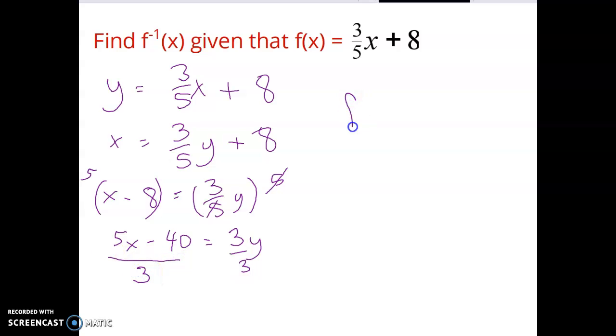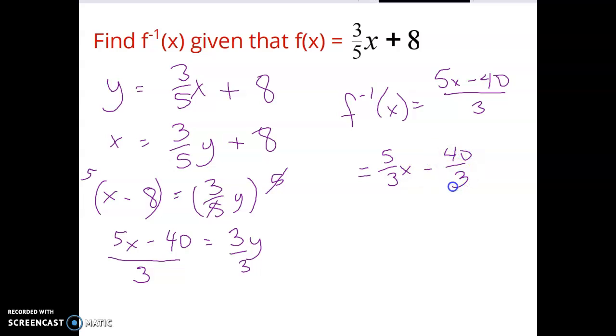Okay, so again, when I replace y with f inverse x, I have 2 choices. I can write it like this with 3 in the denominator, or I can write it like this, separating out the slope and the y-intercept. Either one of those answers is acceptable.